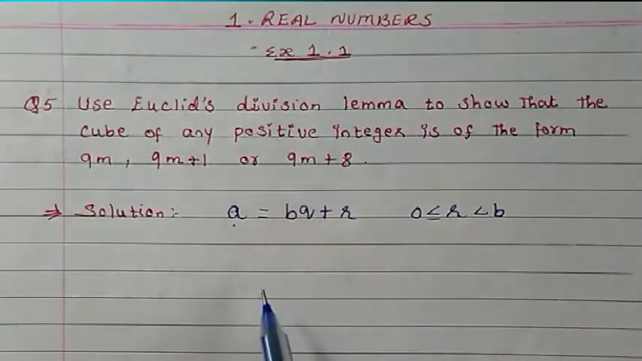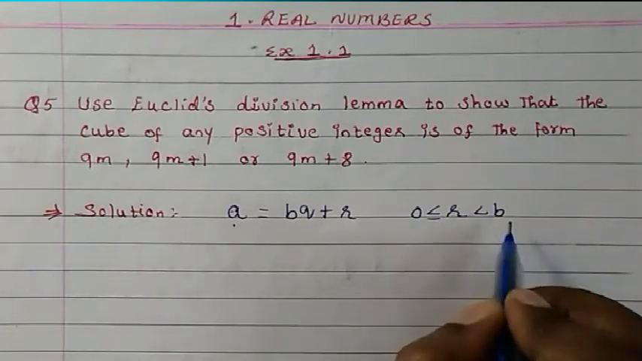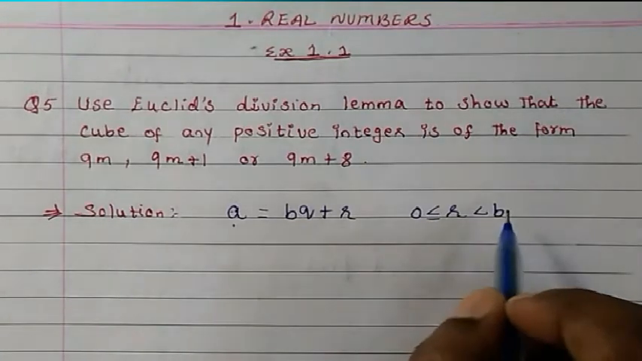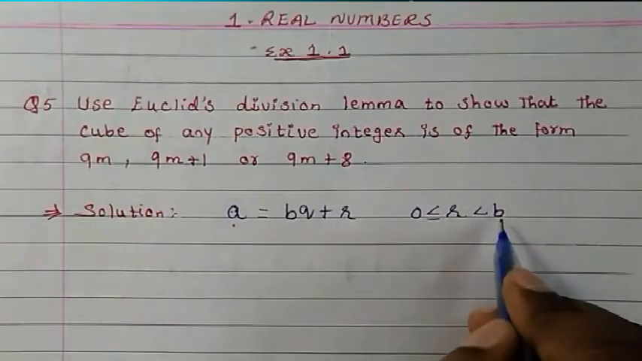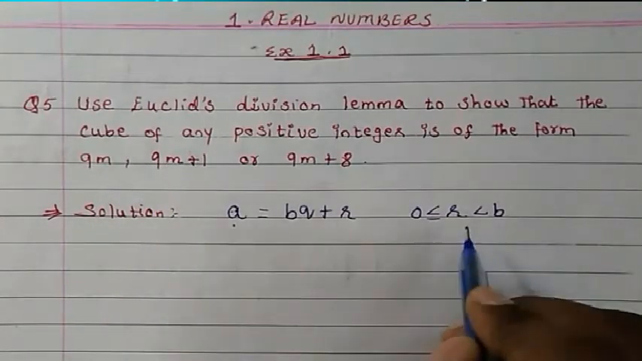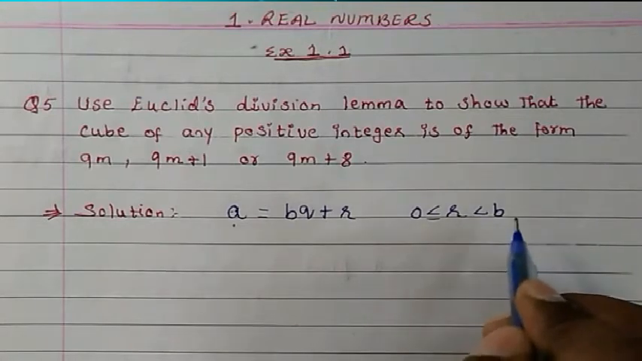This question is exactly question 4. Only the thing, in question 4, we squared them. Here we cube them. That's the only difference. So let's begin. We know that the divisor given here is 9. So b is 9. If b is equal to 9, the possible remainders are 0, 1, 2, 3, 4, 5, 6, 7 and 8.